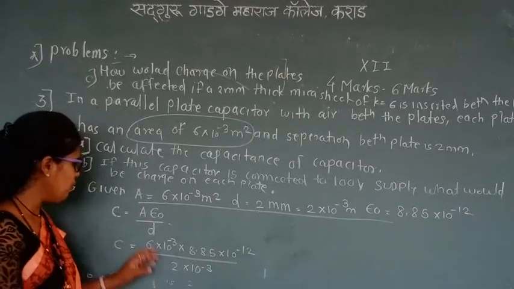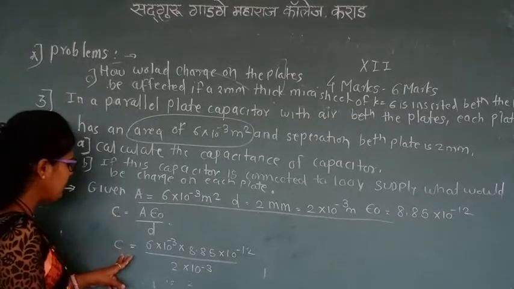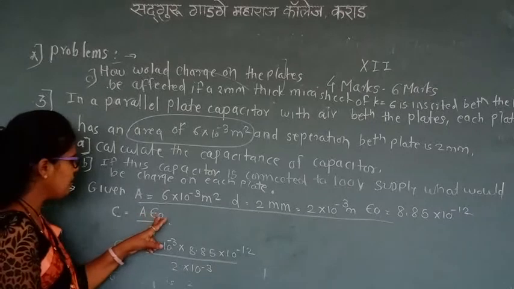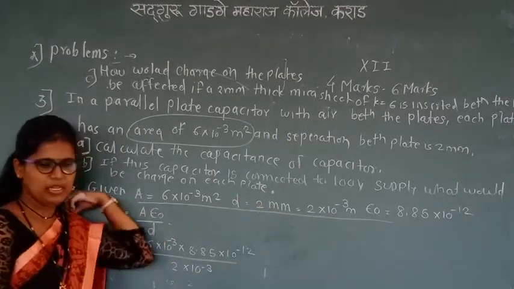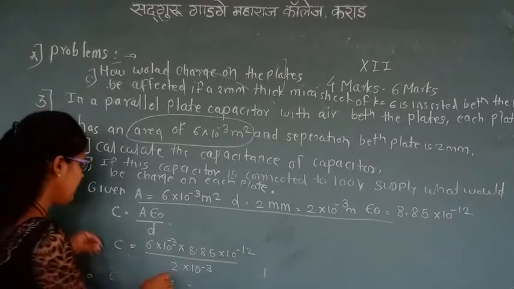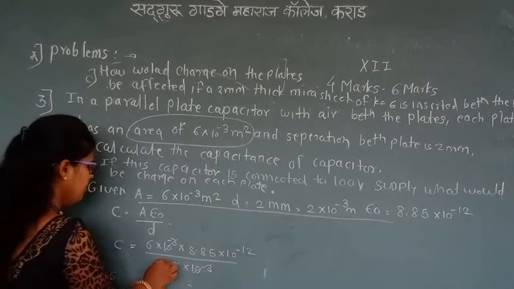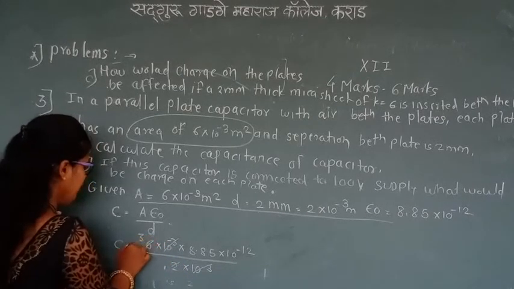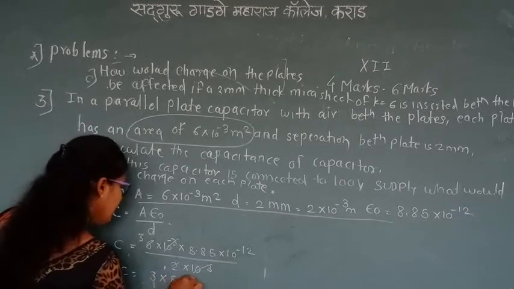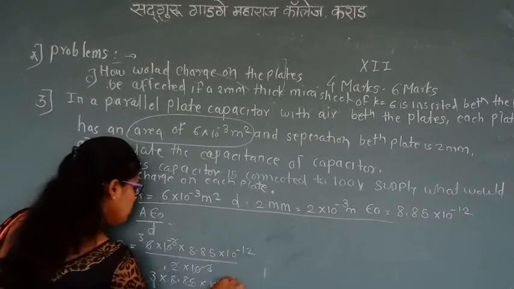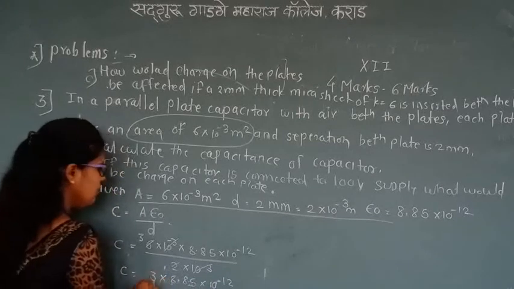By using this formula, we can easily calculate the capacitance of capacitors. The area is given, epsilon naught value we have to know, and D is also given. Calculating, 10^-3 and 10^-3 cancel, 2 ones are 1, and 2 threes are 6, so we get C = 3 × 8.85 × 10^-12. By this simple calculation we can easily find the capacitance.